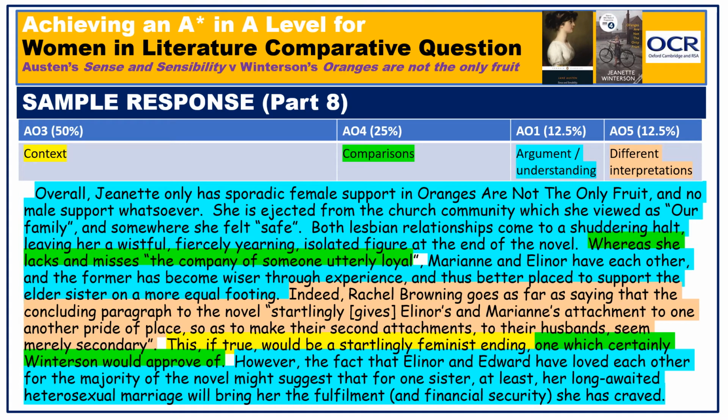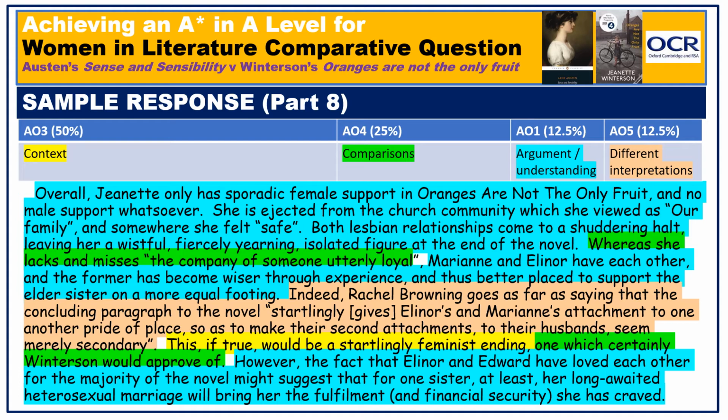Overall, Jeanette only has sporadic female support in Oranges Are Not the Only Fruit, and no male support whatsoever. She is ejected from the church community which she viewed as "our family", and somewhere she felt safe. Both lesbian relationships come to a shuddering halt, leaving her a wistful, fiercely yearning, isolated figure at the end of the novel.